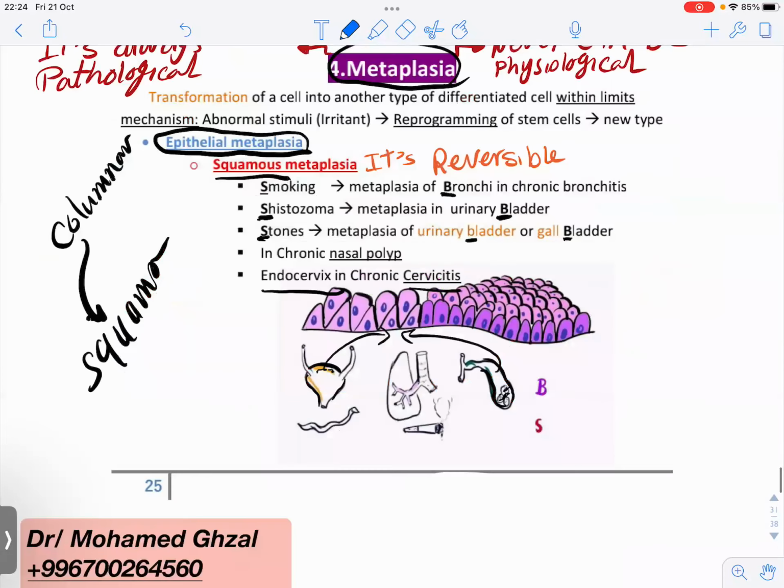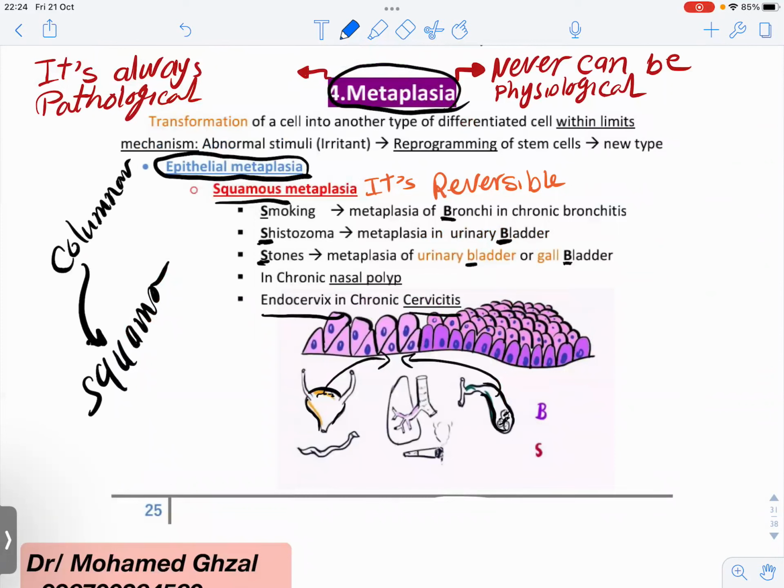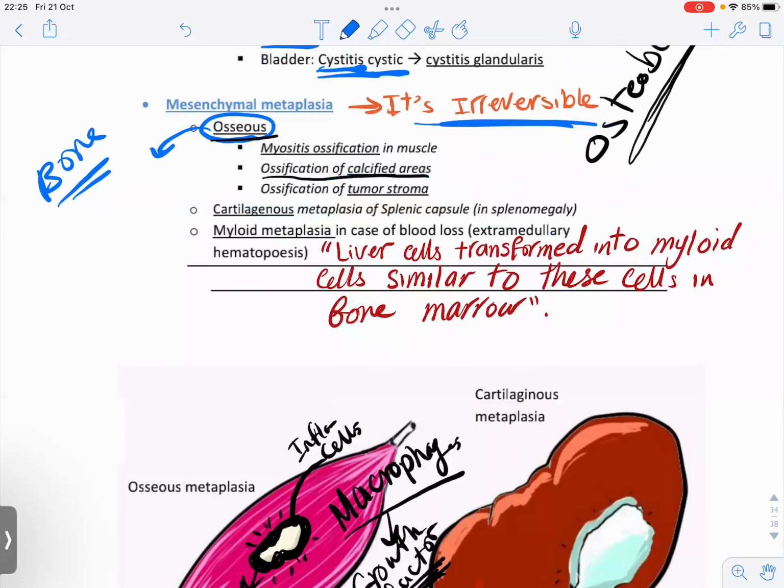Metaplasia is the transformation of some tissue to another tissue within limits. Columnar epithelium can transform into squamous, and squamous can transform into columnar, but still epithelial tissue. And we talked about two types of metaplasia: epithelial and mesenchymal. Epithelial includes squamous metaplasia and columnar metaplasia, and mesenchymal includes osseous metaplasia, cartilaginous metaplasia, myeloid metaplasia.